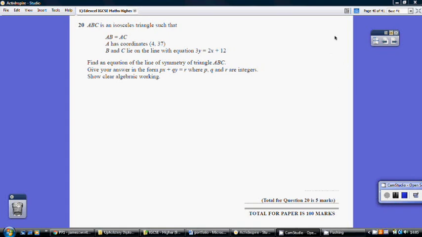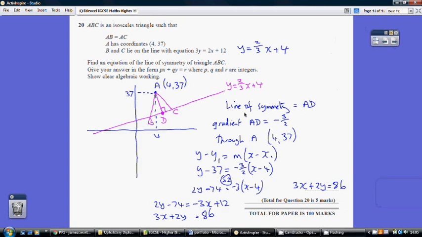Question 20. Now I thought this seems really quite complicated when you read through it, but I think if you just do a quick sketch, it helps you to gather your thoughts. So we've got point A being at 4, 37, and then we've got B and C lying on this line here. What I've done is rearrange this into y equals mx plus c format. So I just divided through by 3. So y equals 2/3 x plus 4. So there's my line, y equals 2/3 x plus 4. It's a shallow positive gradient, and it's crossing over the y-axis at 4.